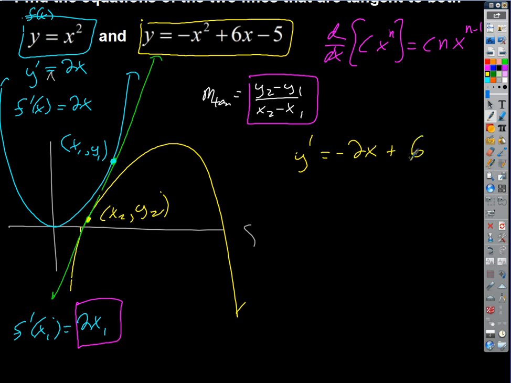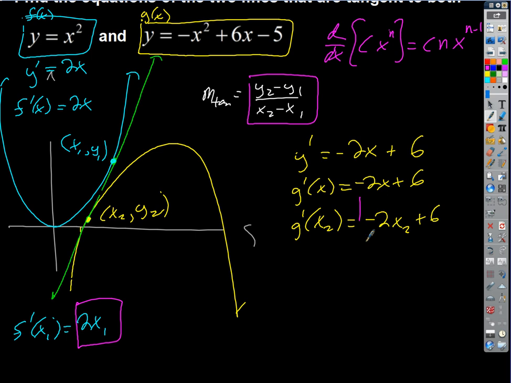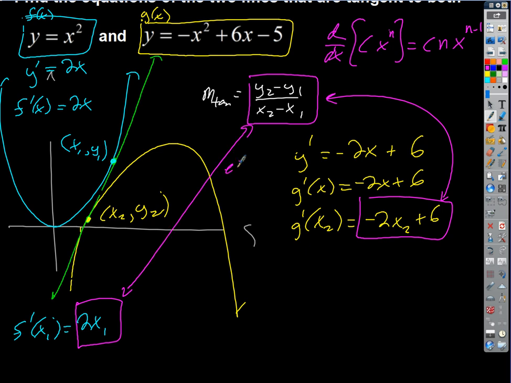Okay, so we could also write that as, if we call this one, how about g of x? We could write that as g prime of x equals negative 2x plus 6. We don't have to do it that way. But my point is then just that we could say g prime of x sub 2 equals negative 2 x sub 2 plus 6. And so that also gets a pink box, because all three of these things must be equal, right?